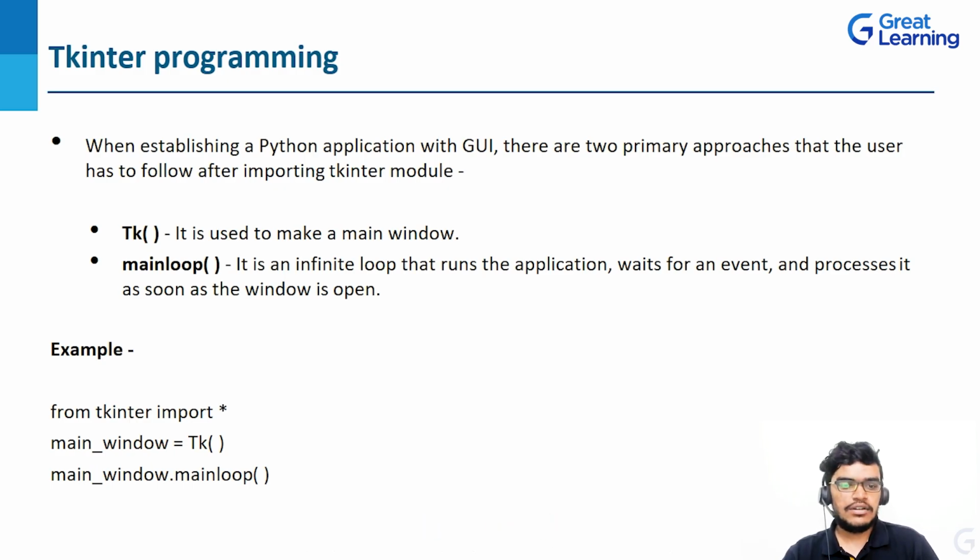I will just simply write here main window, that is nothing but a variable. So for creating an object, I will just write here tk and parenthesis. Make sure that your T is capital. And then in order to run the application, I will just write here main window dot main loop.